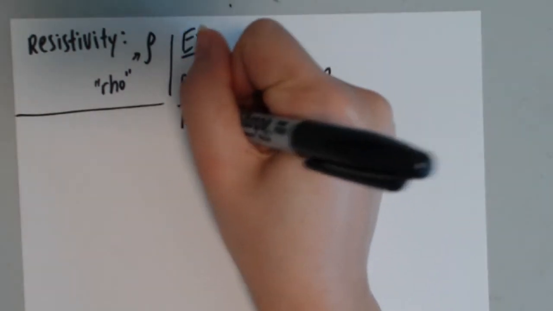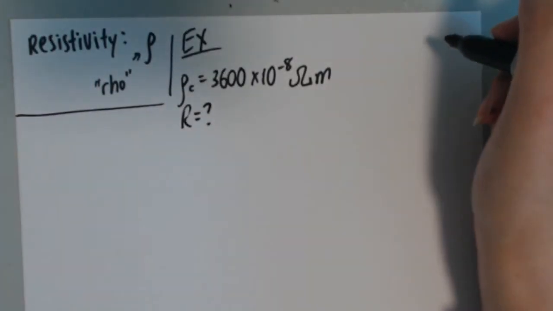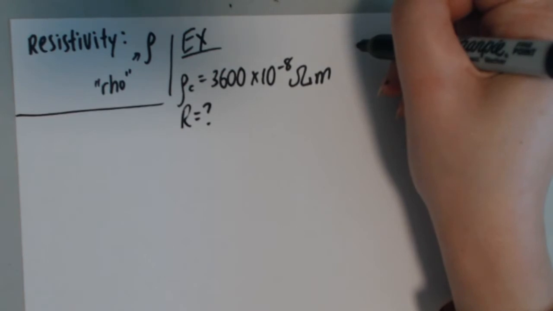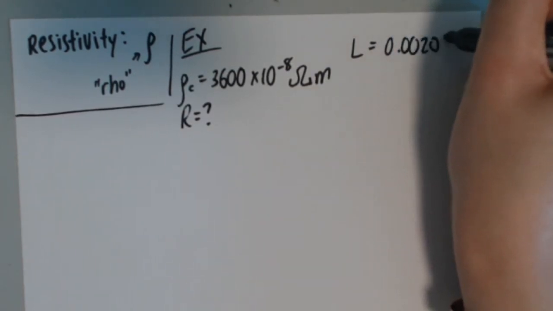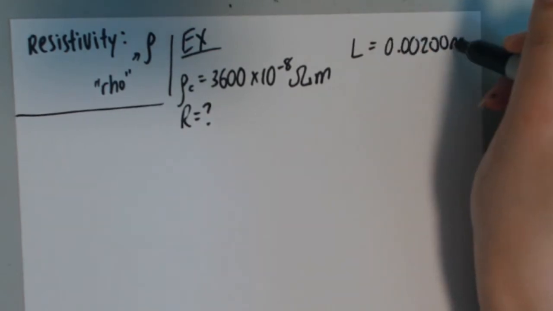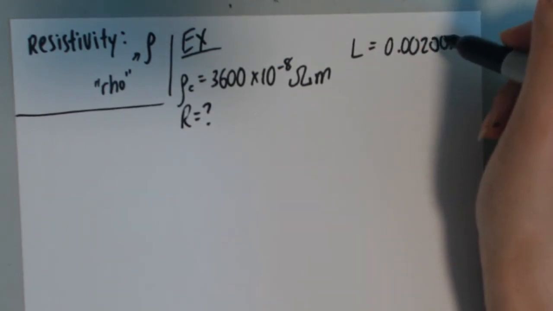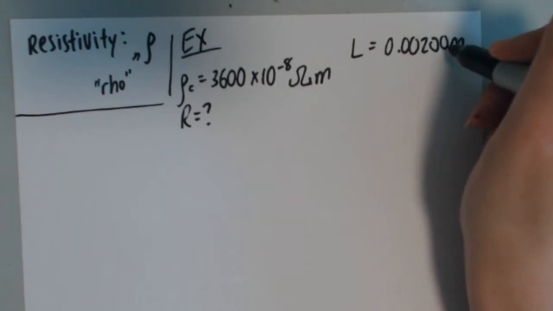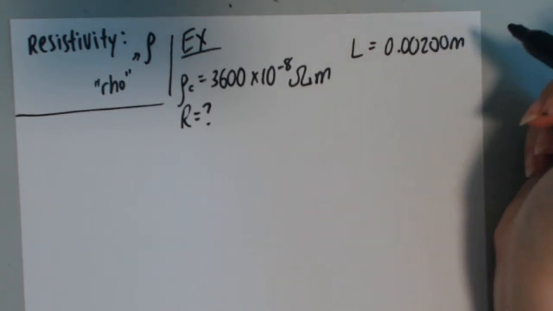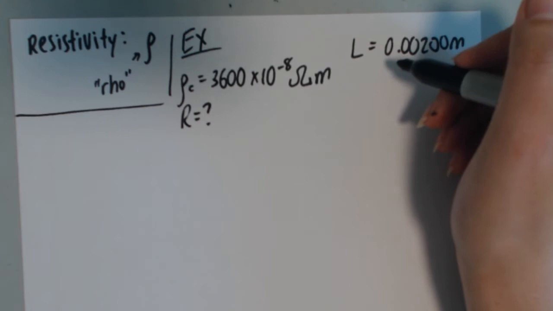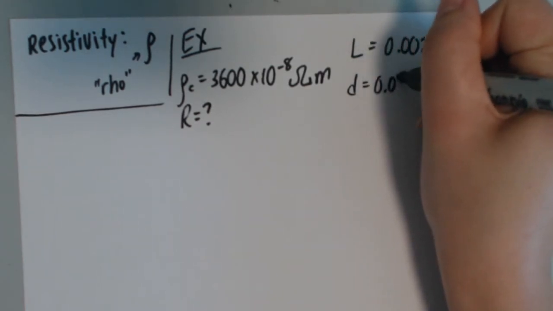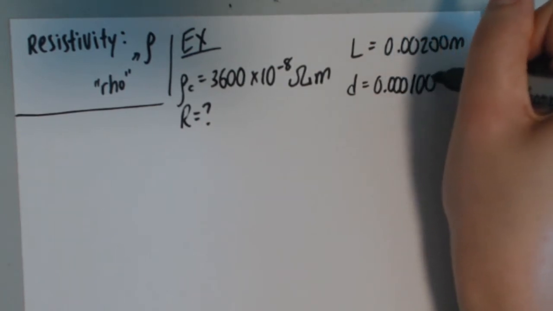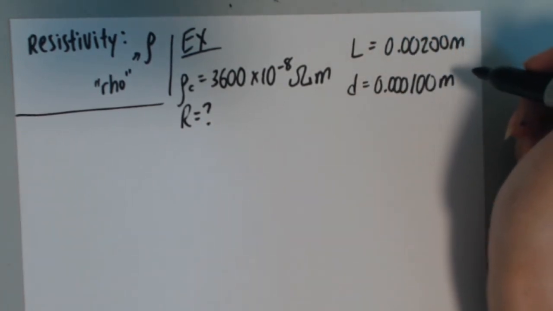We are looking for resistance, and we are given the length of the carbon core resistor. So the length is 0.00200 meters. All these extra zeros just have to do with significant figures, so that's for the IB students to worry about. So this would be 3 significant figures. The diameter is 0.000100 meters. Okay, so we have to find the resistance.